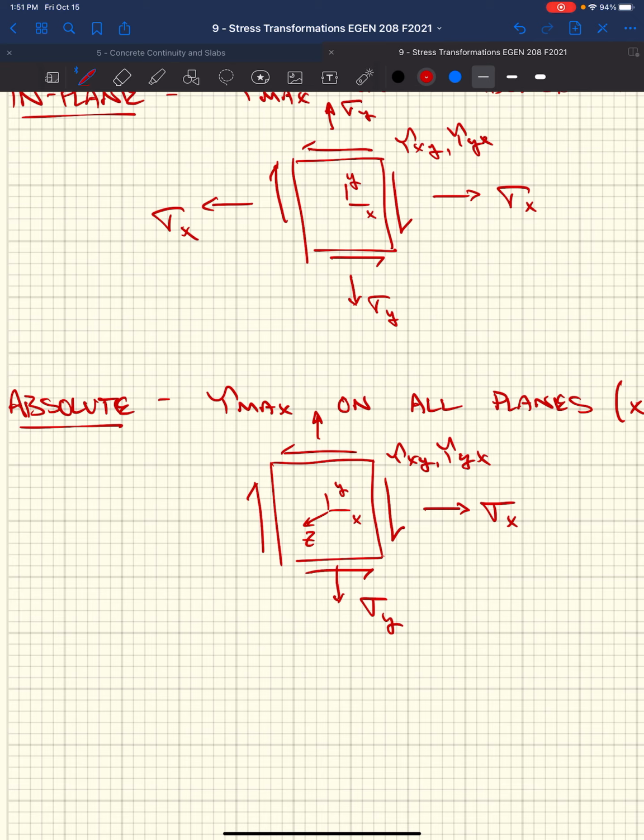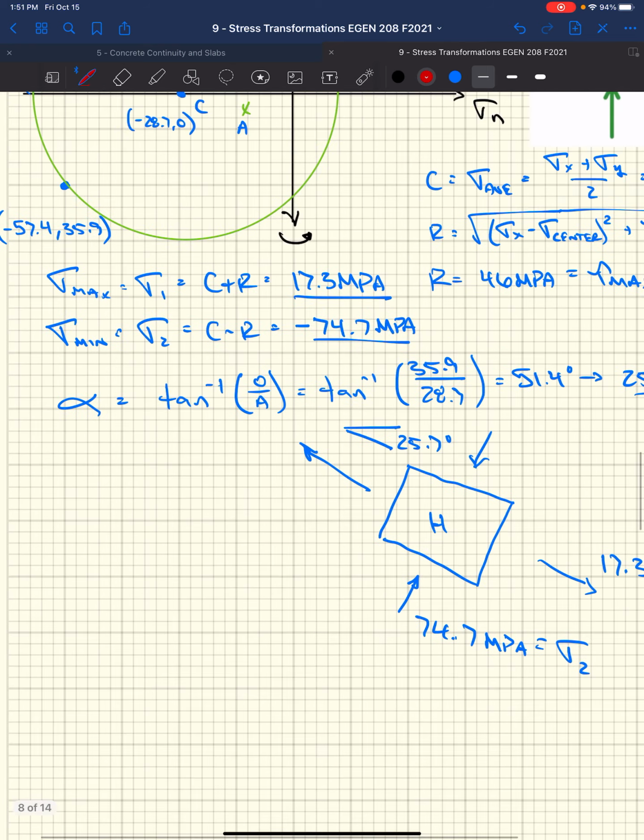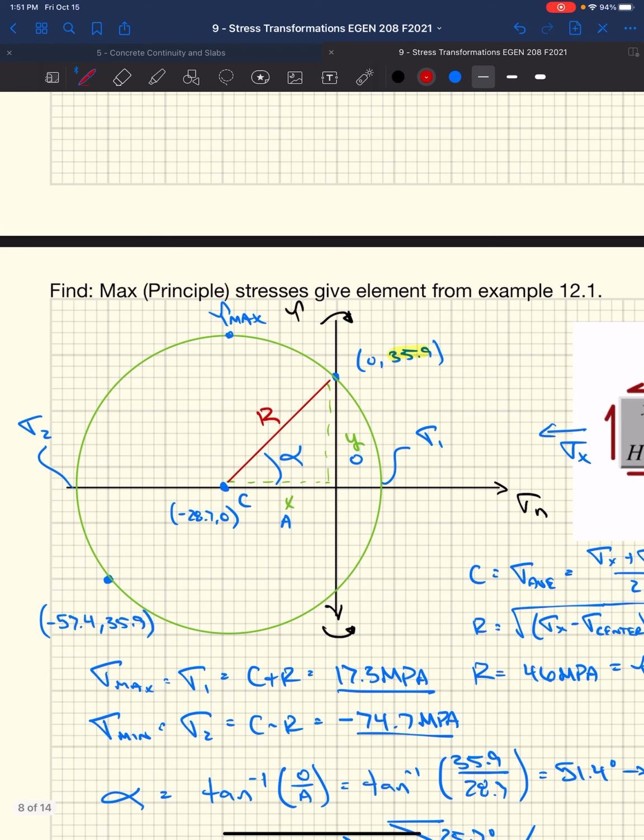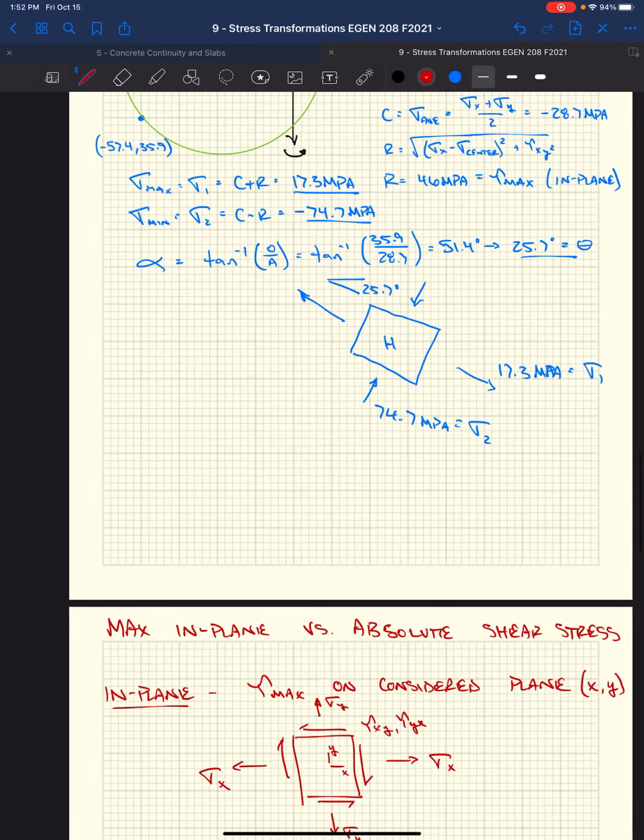Well, 0 still has a place on our coordinate for Mohr's circle. If we go back up to here, 0 is right here. So if we were to plot the stresses on the z face, it's going to plot right here at this origin, 0, 0.